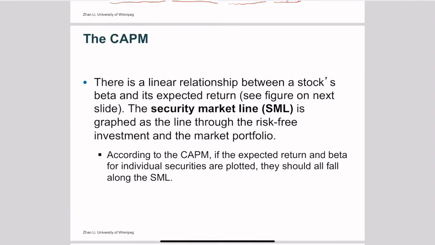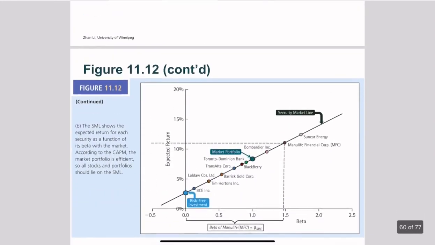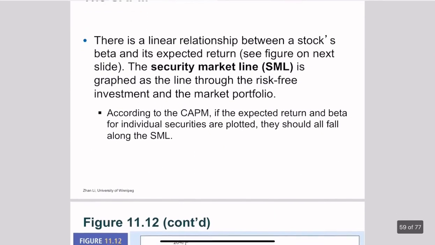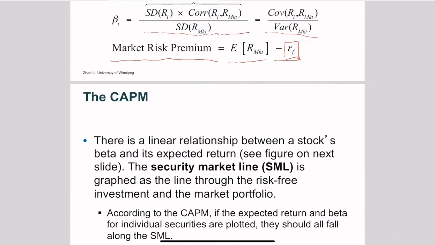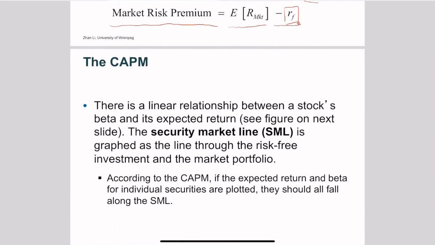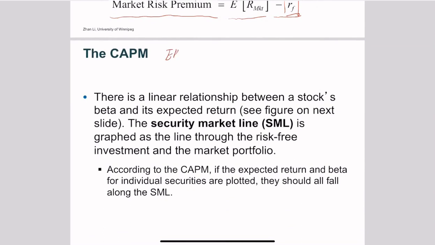So CAPM gives us the security market line. The security market line is really the graphic representation of the CAPM model. Now, how do you draw out this security market line? If you look at the CAPM model, the expected return of I equals R_f plus beta I times the market risk premium.